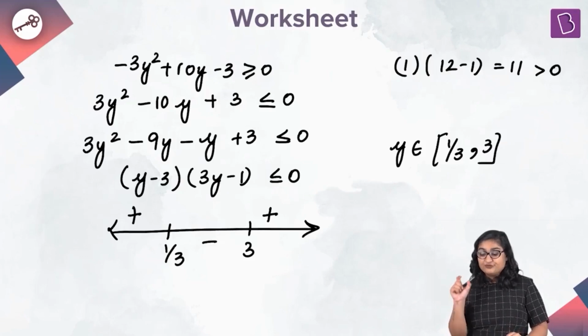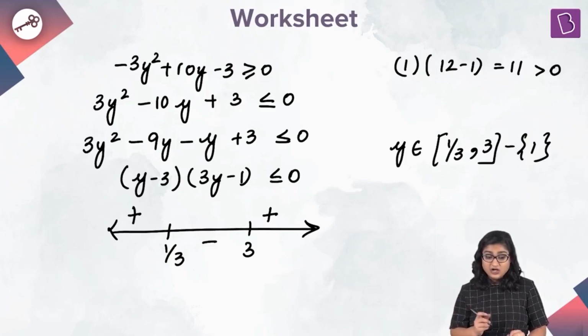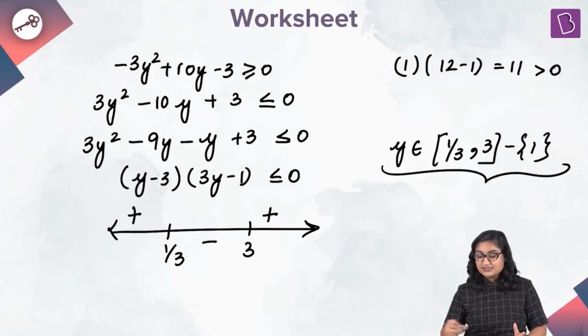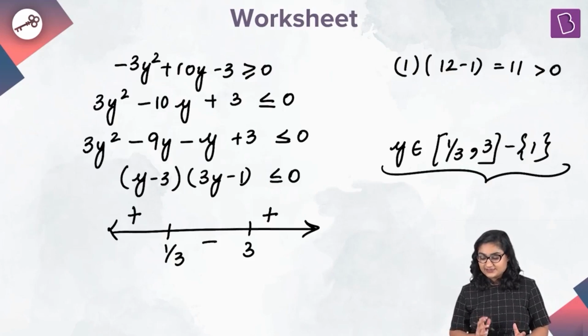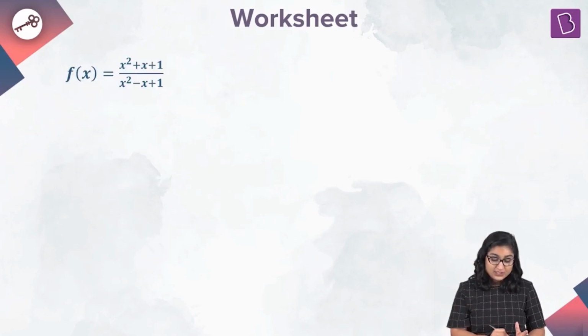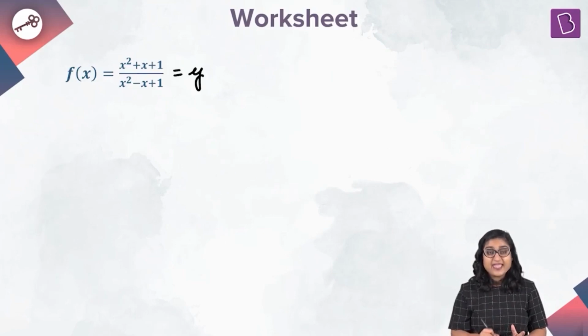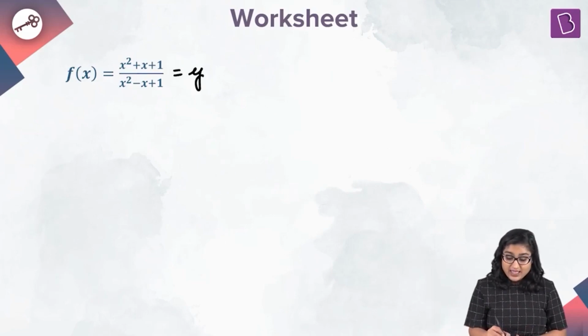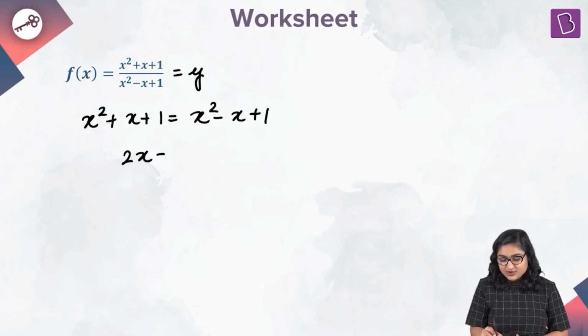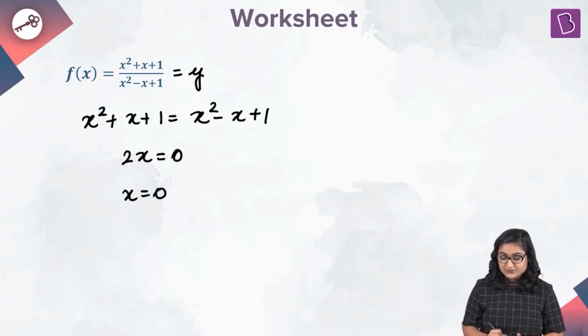Now from this interval, we have to subtract 1 because we solved for this complete inequality keeping in mind that y is not equal to 1. So these are the values of y that are acceptable by us. Now let's check for y equal to 1. If I equate this to y and put the value of y as 1, I get x square plus x plus 1 is equal to x square minus x plus 1, or we can say 2x is equal to 0, or x is equal to 0.